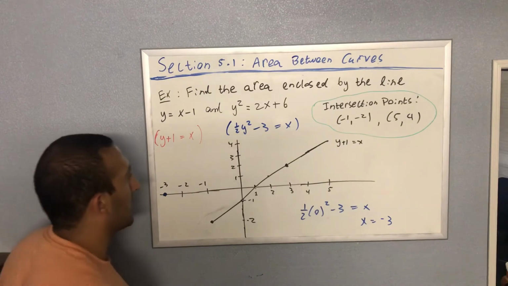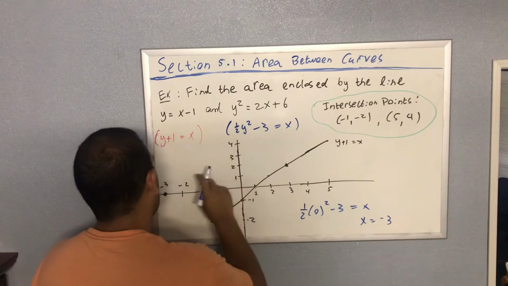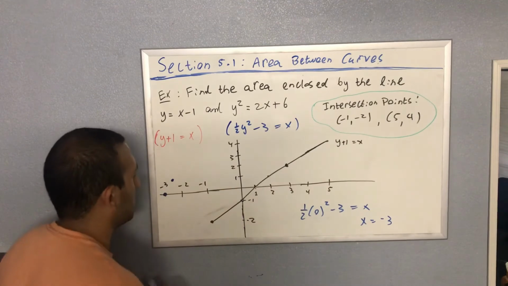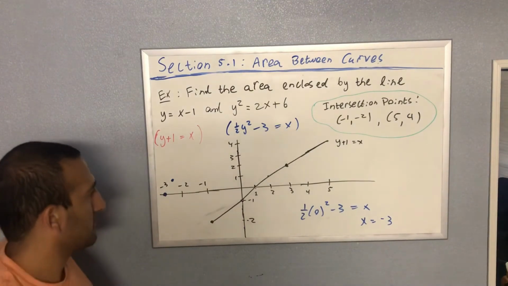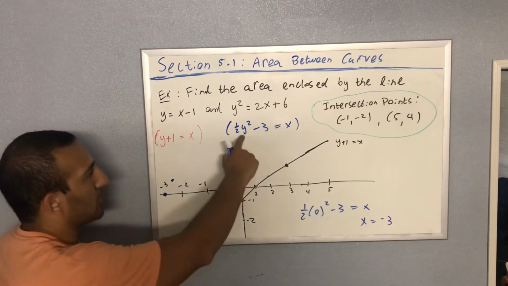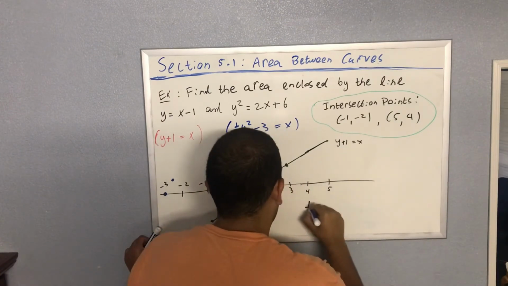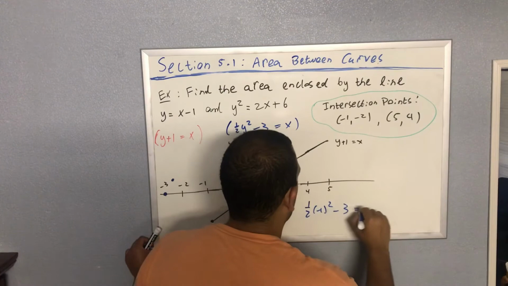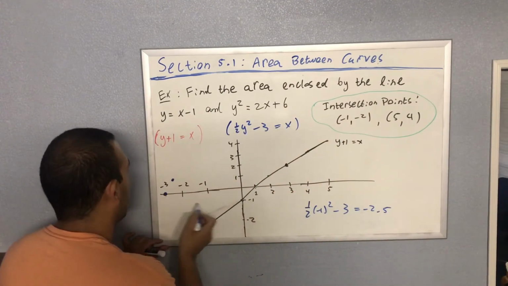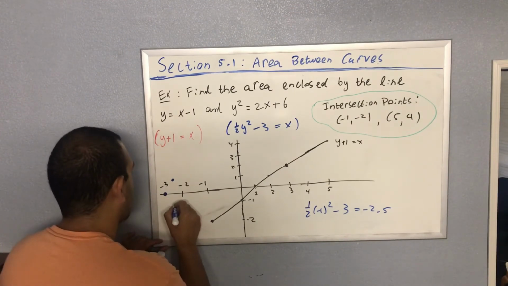Our dot goes here, actually. And then at 1, we were at negative 2.5. So when y is 1, we go to negative 2.5. So we're here. And then notice that that will be the same thing for negative 1, right? If you square 1 and negative 1, you get the same thing. So 1/2 negative 1 squared minus 3 is also negative 2.5. So when y is negative 1, we're also going to be at negative 2.5 on the x-axis.